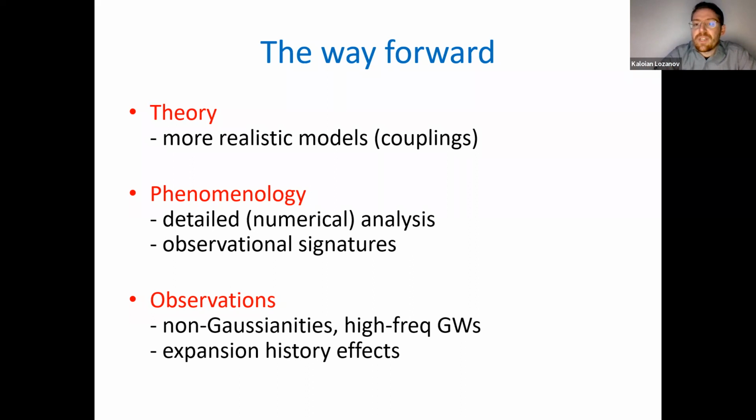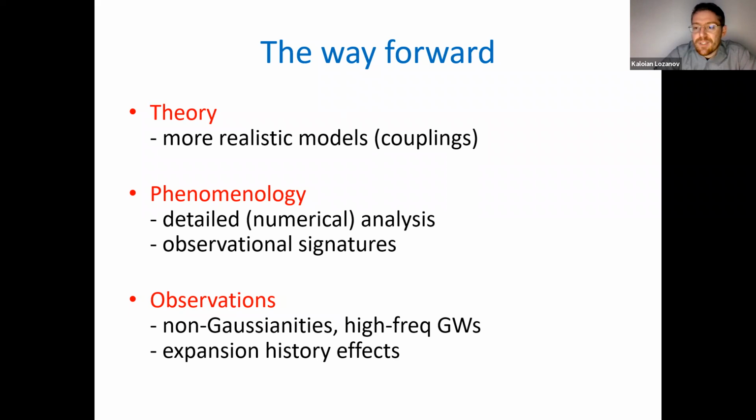And basically, we're waiting for CMB stage four to start improving the uncertainties on N_eff. So that's another way forward for this field. So basically, just compute the gravitational waves in as many reheating scenarios as possible, and hope that they might be constrained by CMB stage four.